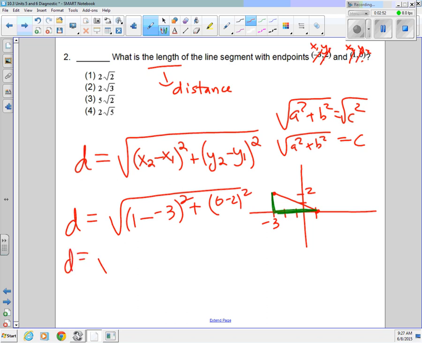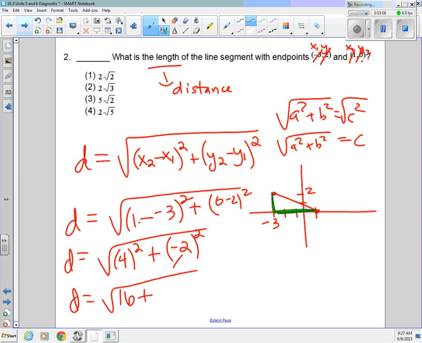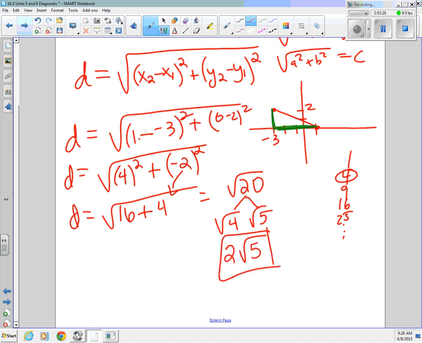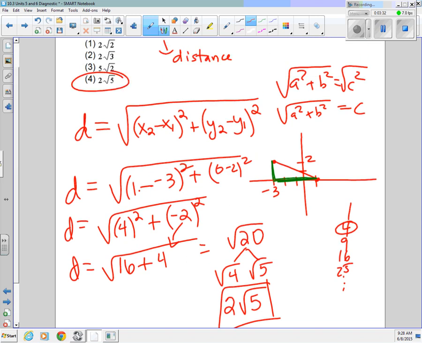So I have distance is the square root of, and you have to be careful here, 1 minus negative 3 is 4. 0 minus 2 is negative 2 squared. And when I square positives and negatives, they always come out to be positive. So this is 16 plus positive 4. So I get square root of 20, which then, if you look at the answer choices, they're all broken down. So 20, my perfect squares are 1, 4, 9, 16, 25, etc. 20 is divisible by 4. So I'll go square root of 4 times square root of 5. And the square root of 4 is regular 2. So I get 2 square root of 5, which is choice 4.